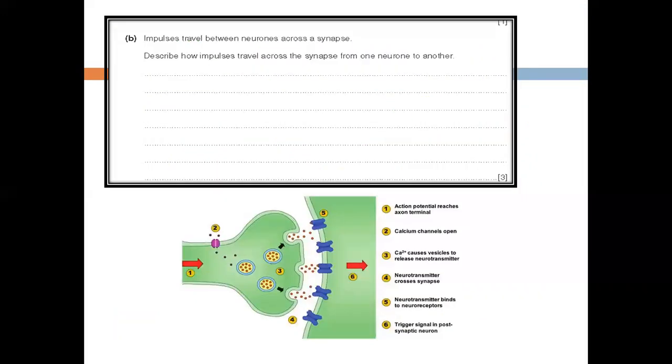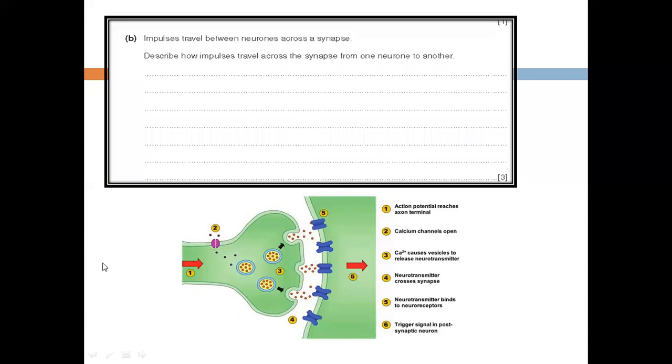Now let's move toward another topic. Another question is related to impulse travel between neurons across a synapse, across this gap. How is the impulse traveling from one neuron to another neuron across this gap? The gap is called the synapse. Describe how an impulse travels across the synapse from one neuron to another. So this complete mechanism, you should know about it.